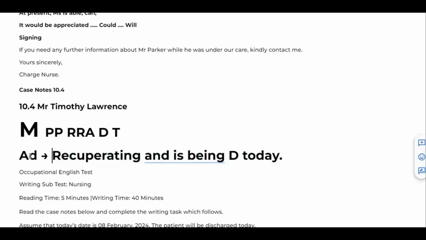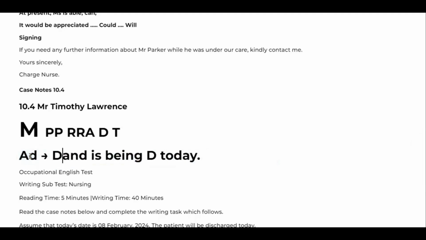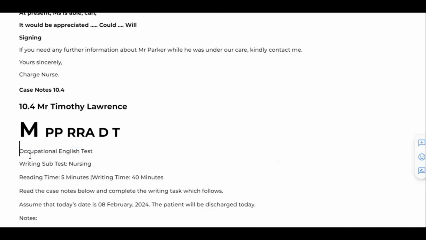If the patient is not recuperating, he is sustaining complications and is being transferred. Okay, so remember, if a patient is admitted, there are two chances. If the patient gets well, the patient will be discharged. If the patient doesn't get well, the patient will transfer. And if the patient dies, the patient will go home for burial. That's it. Okay, fine. I hope you are getting it clearly. So we have got that idea also.